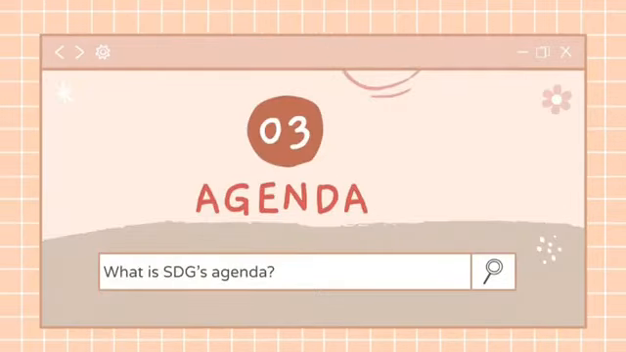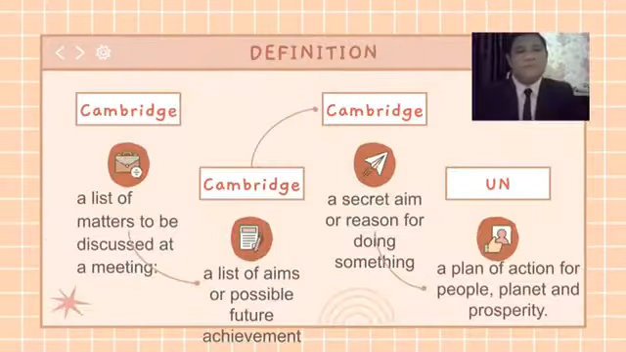Next, we will learn about the agenda. So what is SDGs agenda? First and foremost, we must know the meaning of agenda. So what does agenda actually mean? Luckily, I have scoured through the Cambridge Dictionary and found 3 definitions for agenda.